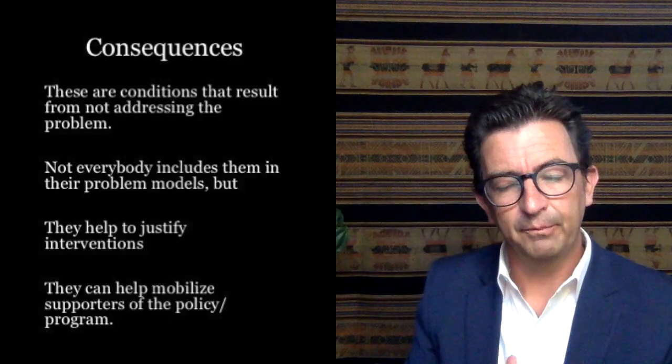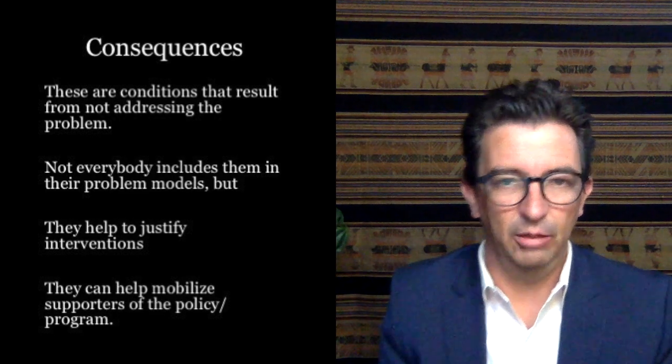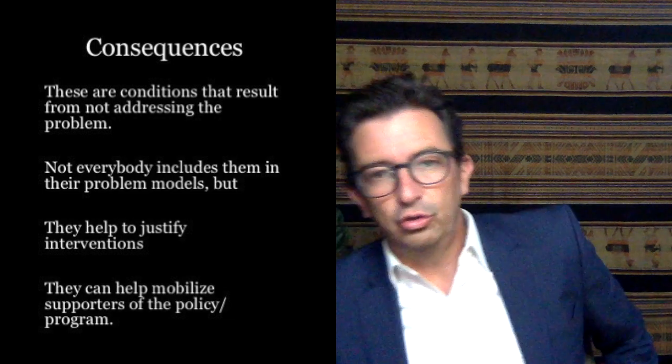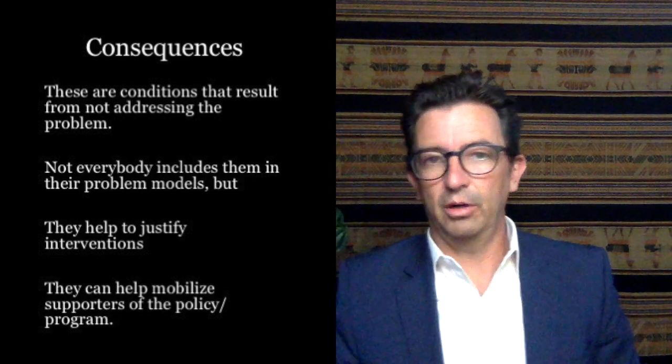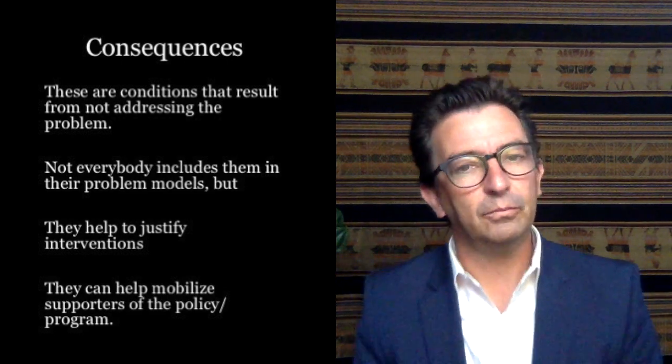Now let's talk about another component of the problem model, which is the consequences. Consequences are conditions that result from not addressing the problem. Now, I should say that some authors do not include consequences in their problem models. Some of them don't even talk about consequences in a problem model. I think they are very important. I disagree with authors who exclude them from problem models because they help to justify the interventions.